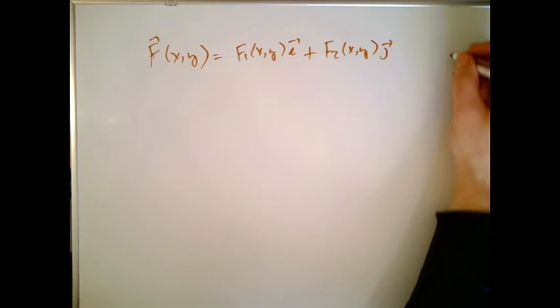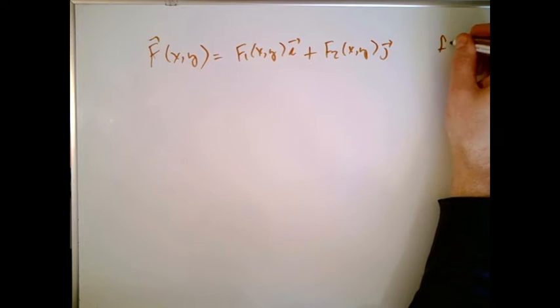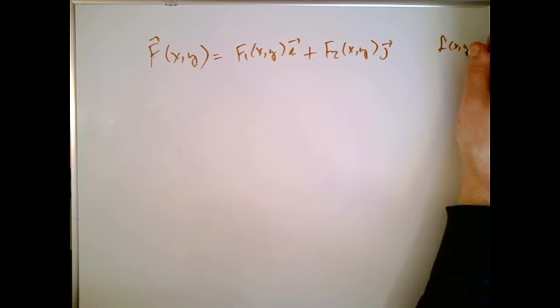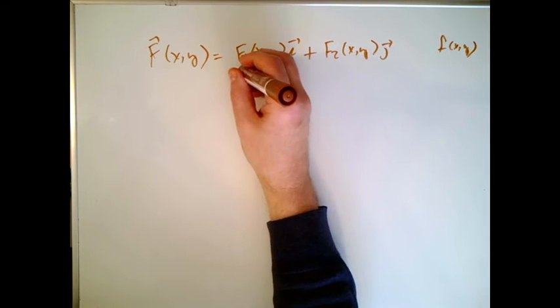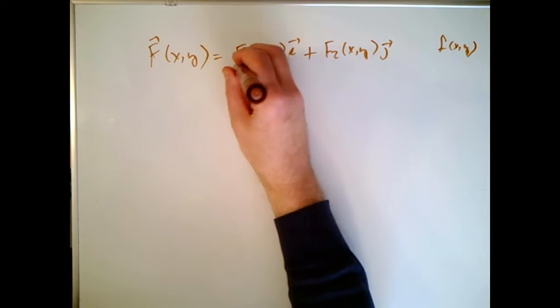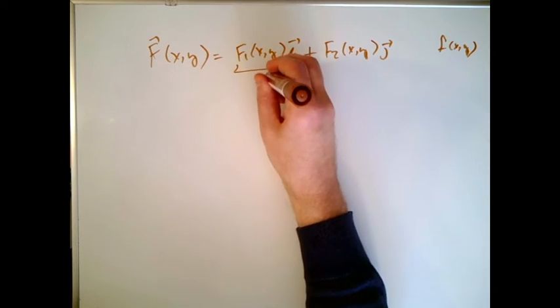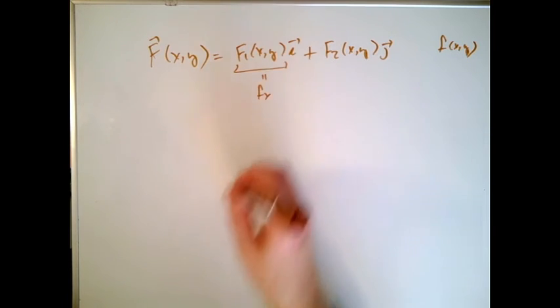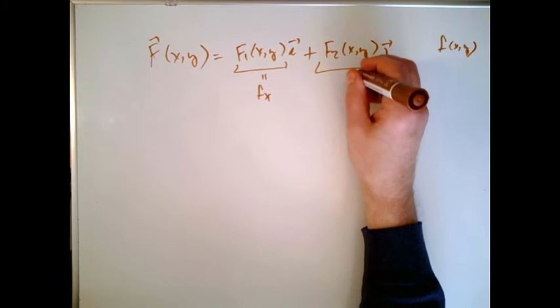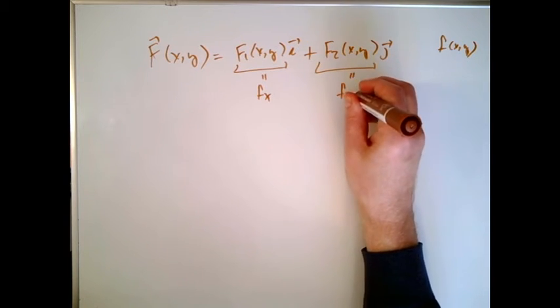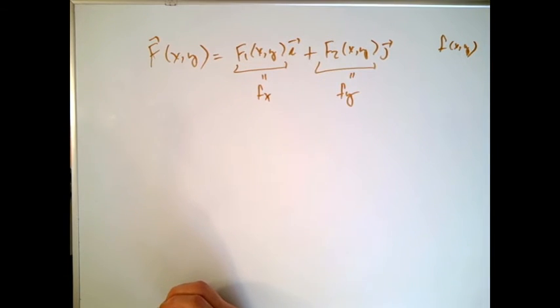Well, remember, if it's a gradient of some function, there's some ordinary looking function over here, little f of x, y. And if this is the gradient, we took the partial derivative of f with respect to x and got this. And we took the partial derivative with respect to y and got this. Now, what we're going to do is something strange.